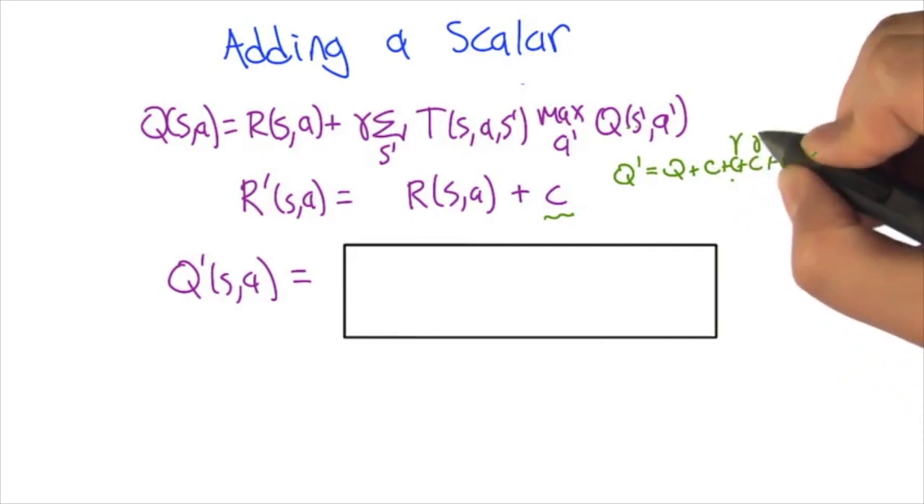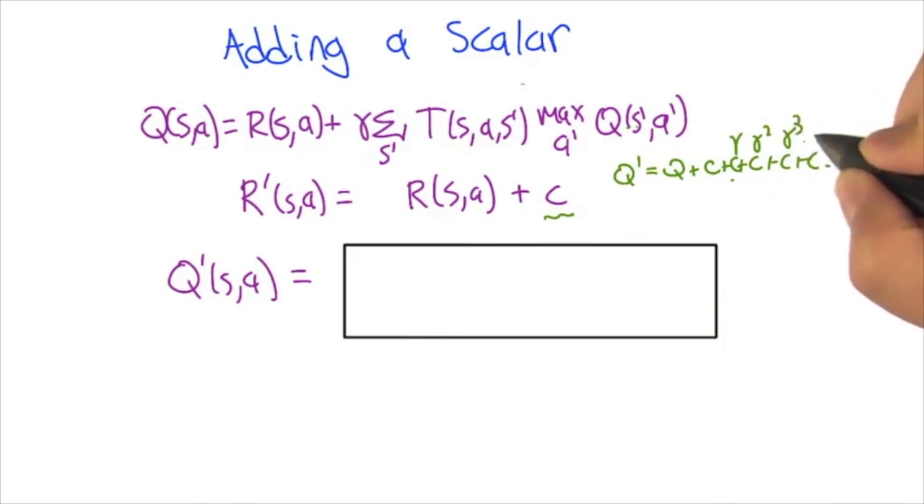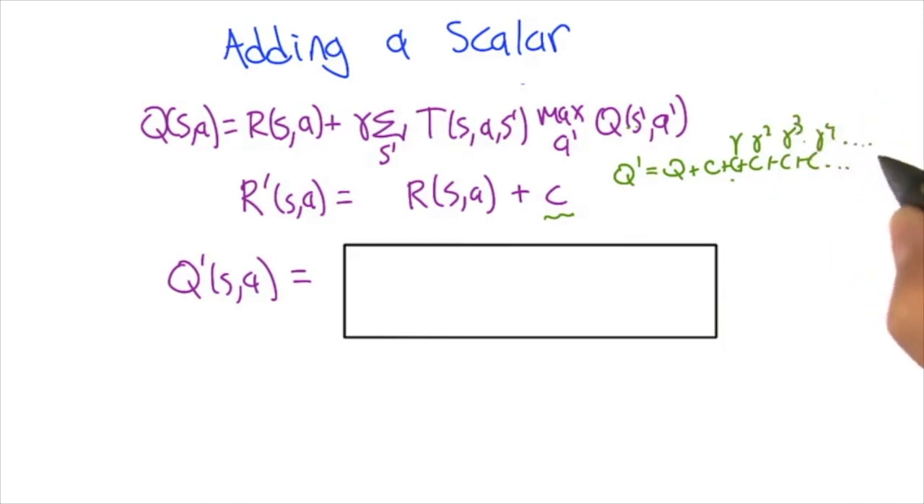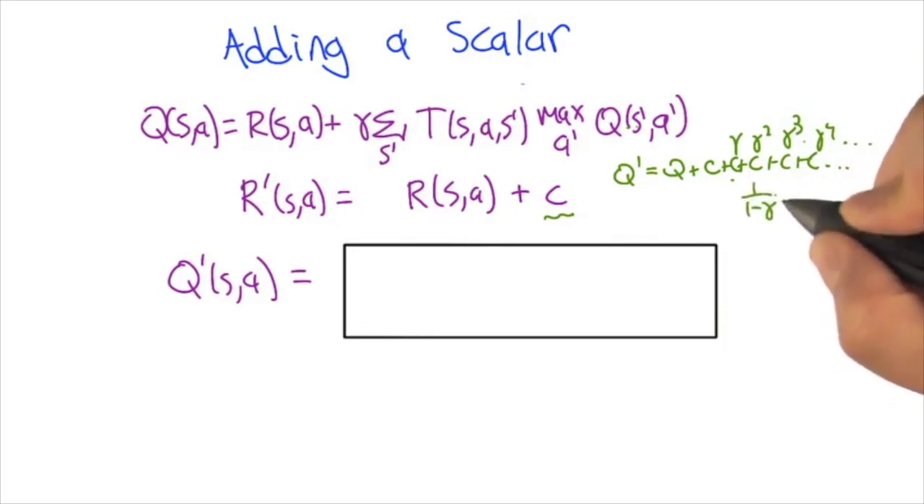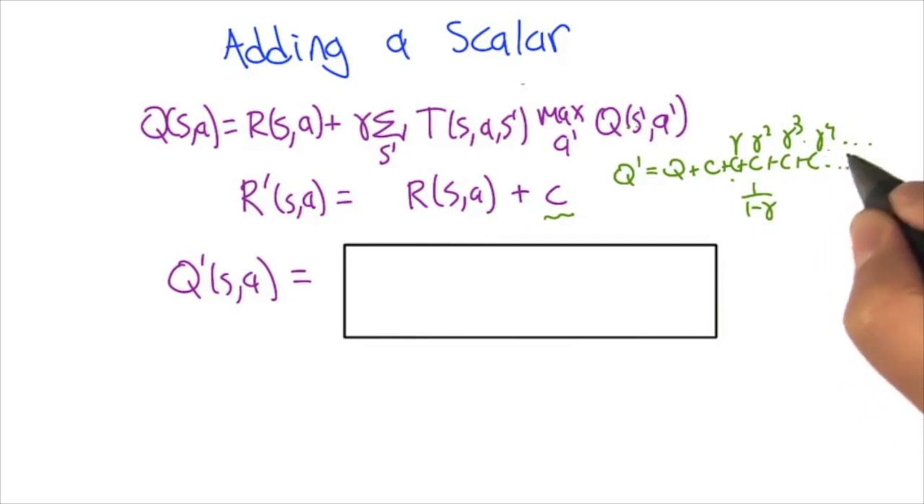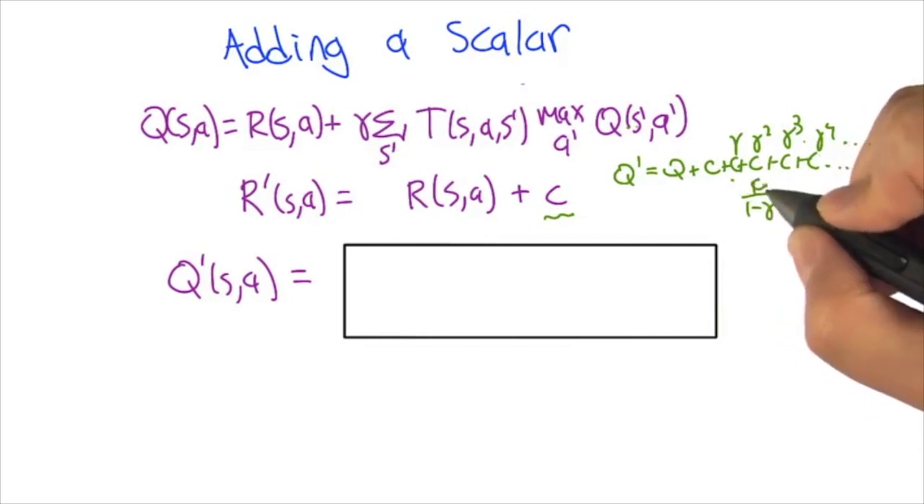But that's okay, because we actually have a formula for that. It's the geometric series. Yes. And that's just 1 over 1 minus gamma. The sum of the gammas is that. And then you multiply it by C. There we go. All right.